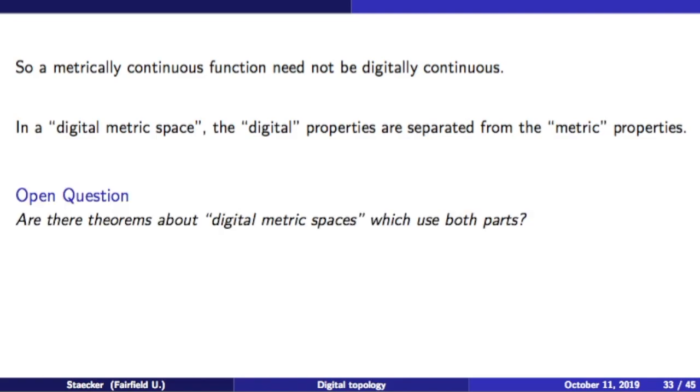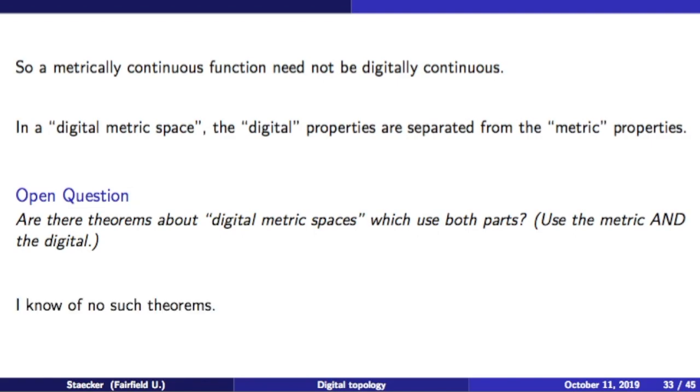So I have another open question. I don't know actually the answer to this. And maybe somebody already did this in some papers that I just don't know about. But I wonder, are there any theorems about digital metric spaces which use both parts? Both parts, I mean, the metric and the digital. Not only just a theorem about metric spaces, and also not only just a theorem about digital spaces, but some kind of combination of those. Actually, I don't know of any theorem like this. I've seen many papers about digital metric spaces, but it's usually all about the metric. So it's interesting. Again, maybe there are some theorems, I just don't know them. But this is something interesting to look at.